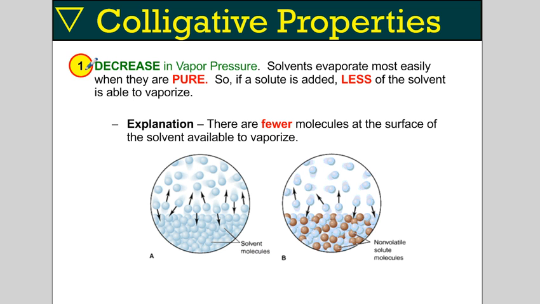There are fewer molecules at the surface of the solvent available to vaporize, and that's because they're occupied or attracted to this non-volatile solute. Non-volatile means it won't form a gas. Sodium chloride is an ionic compound. It's not going to form a gas in solution. So the attraction for these water molecules in the sodium and chloride ions is sufficient to limit the number of water molecules that escape the solution at a given temperature. Therefore, a decrease in vapor pressure.